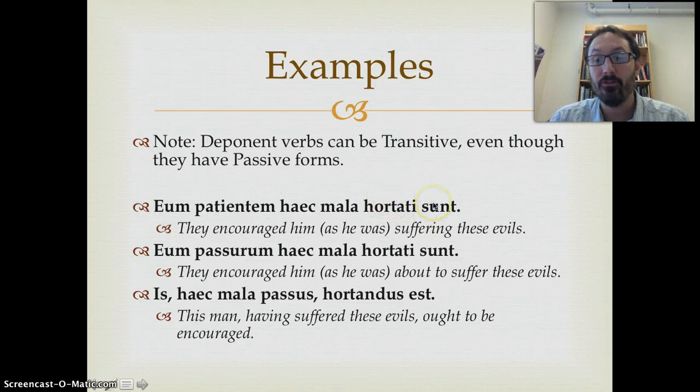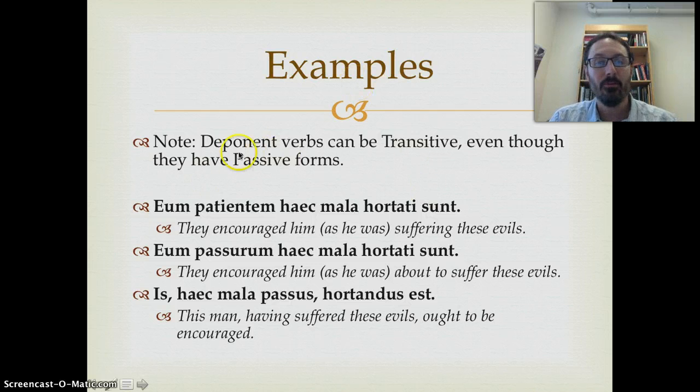So they encouraged. But eum, way over here, that's in the accusative case, that's our direct object. So they encouraged him. And that might look a little jarring because, of course, you've studied passive verbs long enough to remember that passive verbs never have direct objects, because the action of a passive verb happens to the subject. As in, the ball is kicked. That's a passive sentence. And the action of the kicking happens to the subject. So a passive verb never has an accusative direct object.